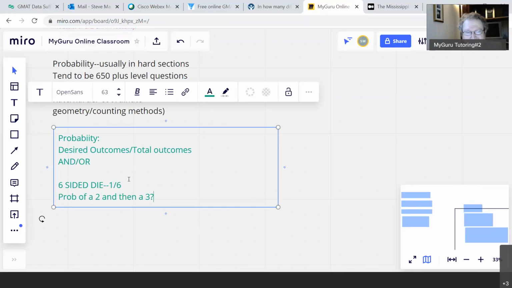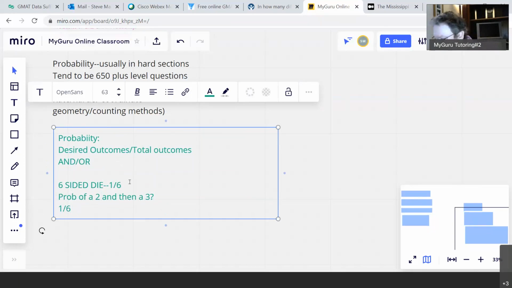Well, that's going to be an "and" probability, right? Because we've got to find the probability of 2, which is going to be 1 out of 6, times the probability of 3, which is also going to be 1 out of 6, right? That's going to be 1 out of 36.